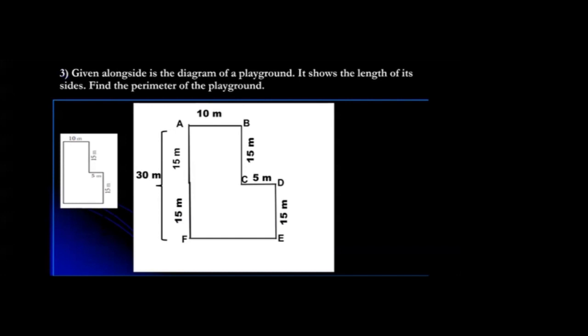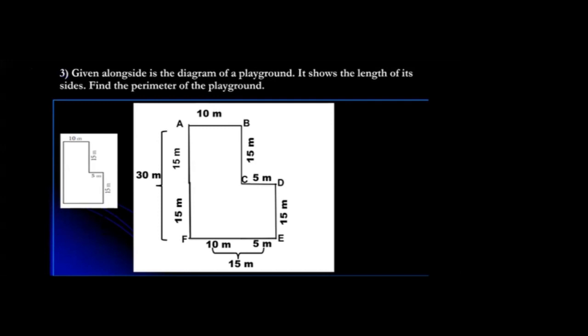Now, one more side is remaining, children. If you concentrate on the screen, FE. We don't yet have the measurement of FE. You can see the parallel sides. The parallel sides of FE are AB and CD. So, FE is equal to AB plus CD. So, it will be 10 meter and 5 meter. FE is equal to the measurement of AB plus CD. So, it will be 10 plus 5, 15 meter.